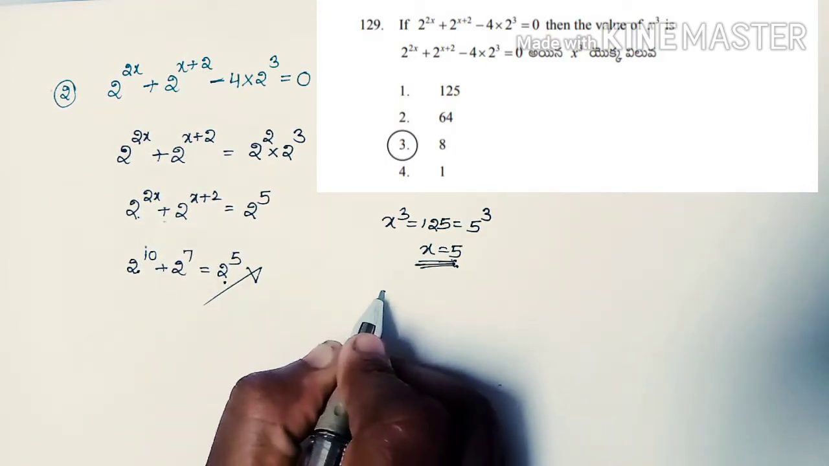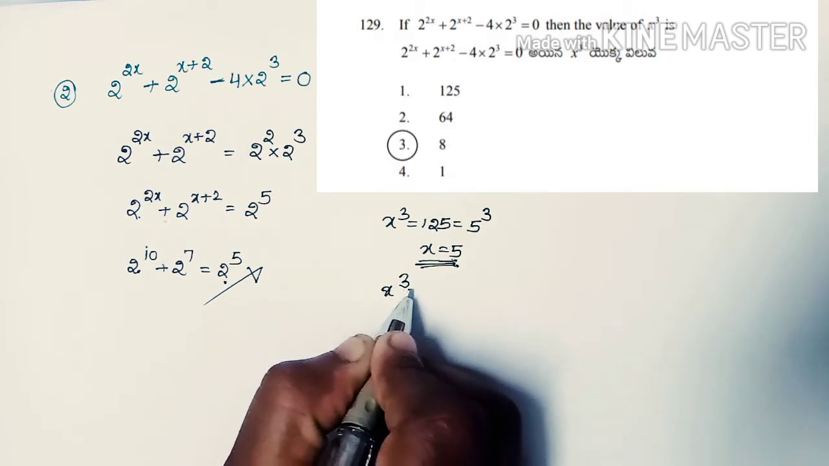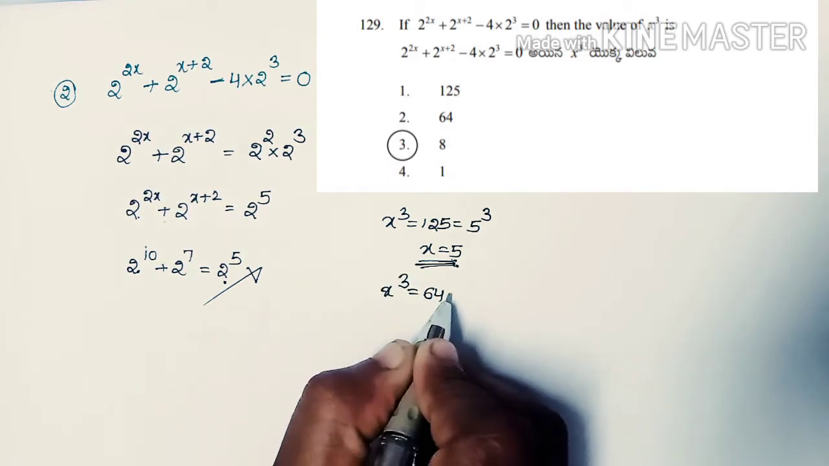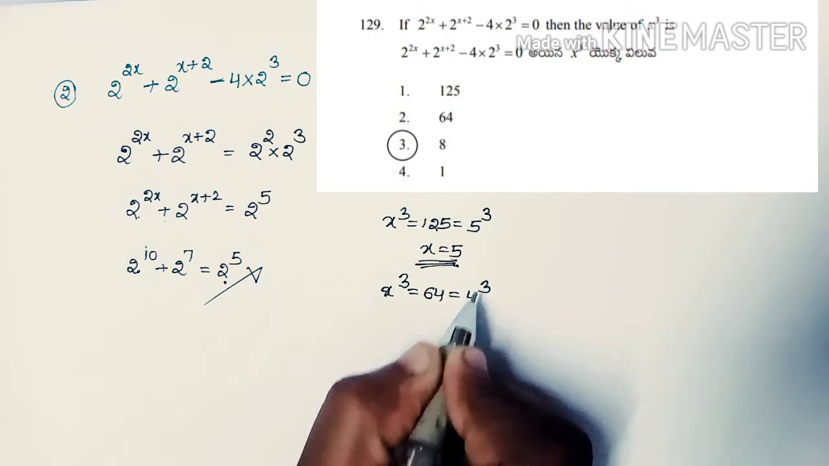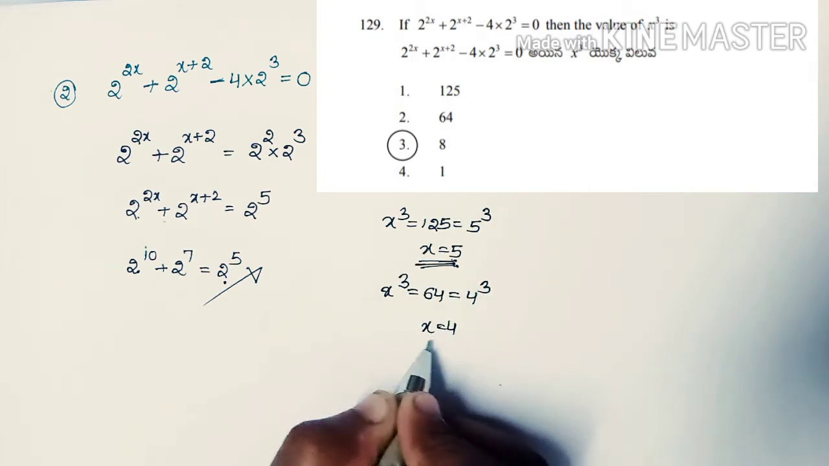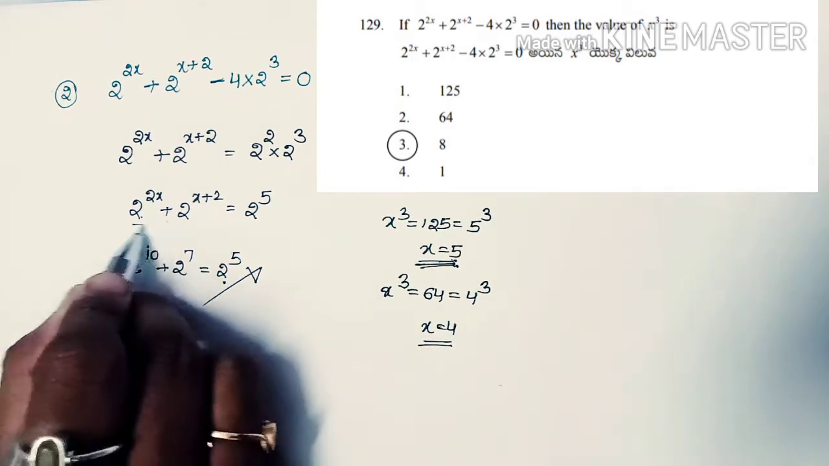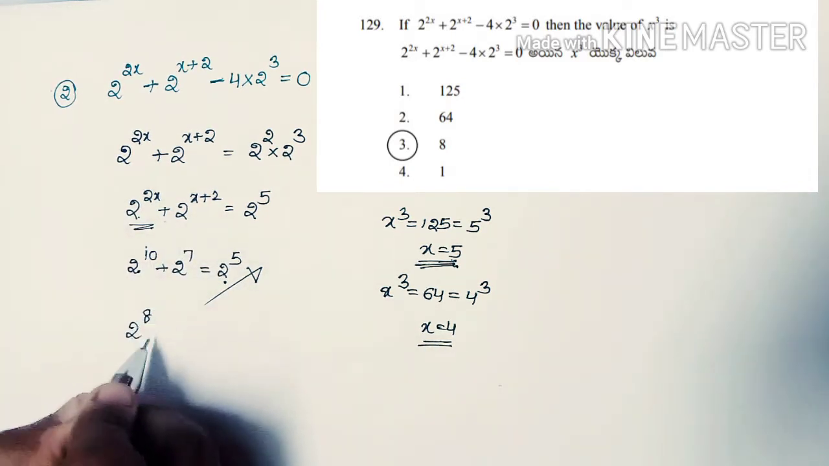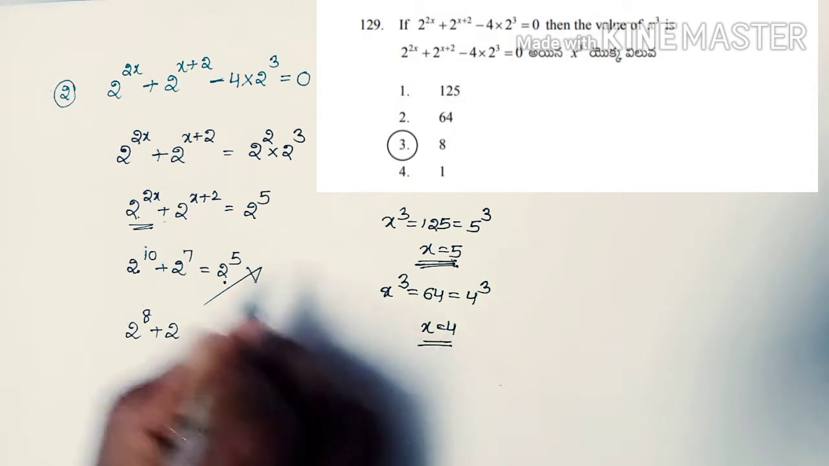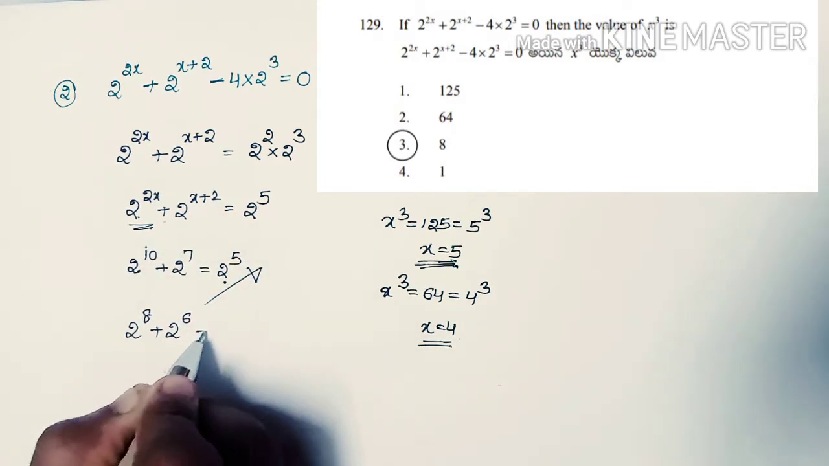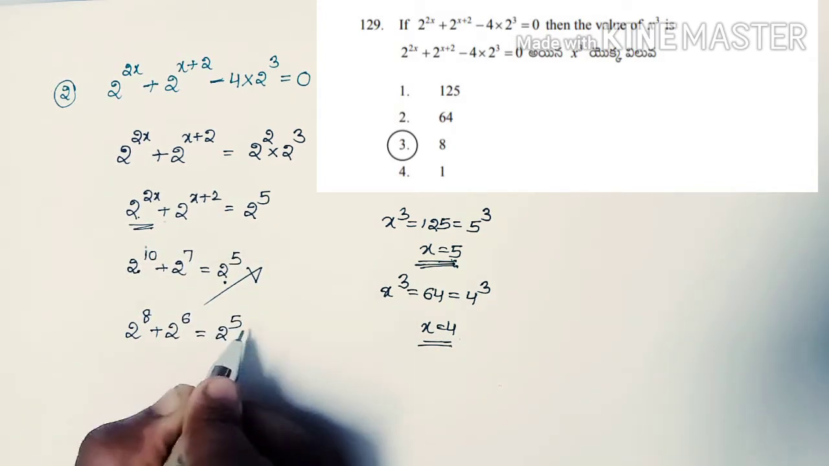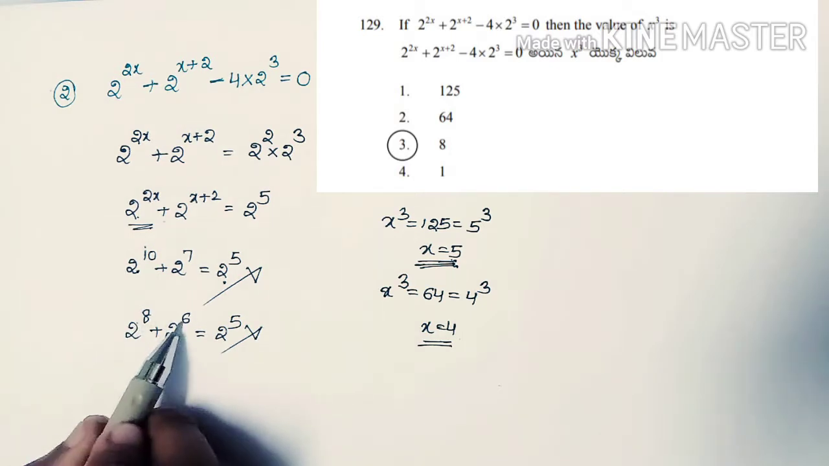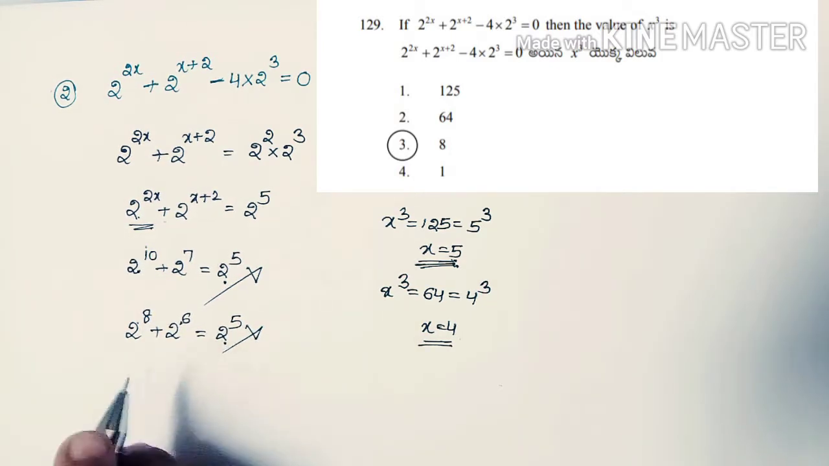Now coming to the second option, x cube is equal to 64. 64 means this is 4 cube, that is x is equal to 4. Now replacing x is equal to 4 in this equation, 2 power 2 into 4, 8 plus 2 power 4 plus 2, 6 equals 2 power 5, which is also not correct. 2 power 8 plus 2 power 6 is not equal to 2 power 5.